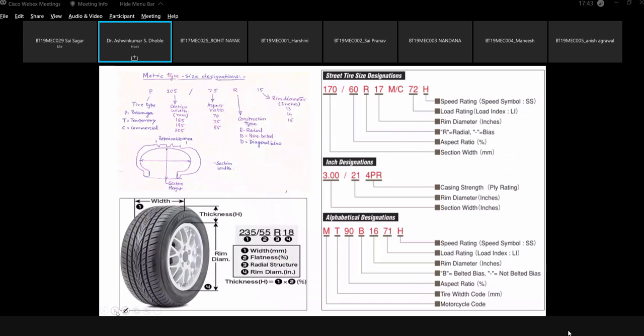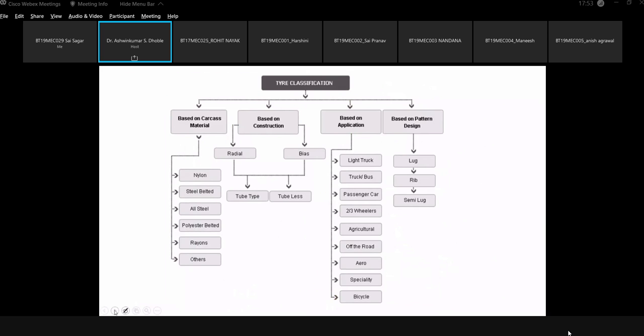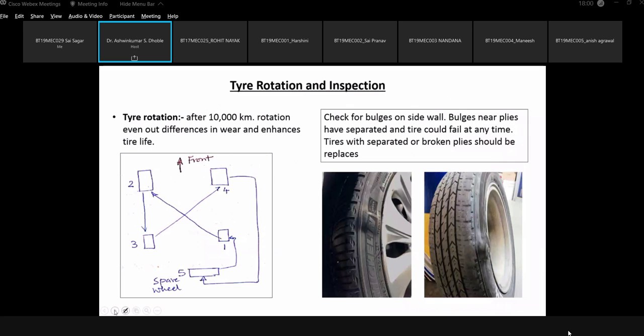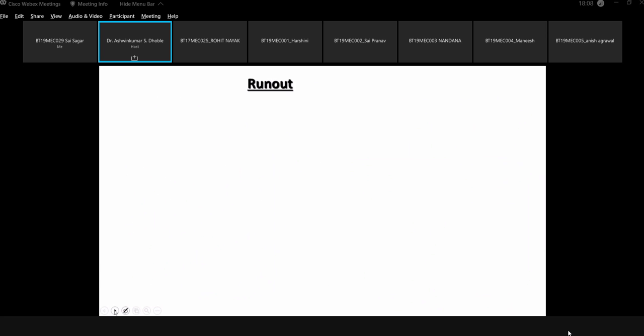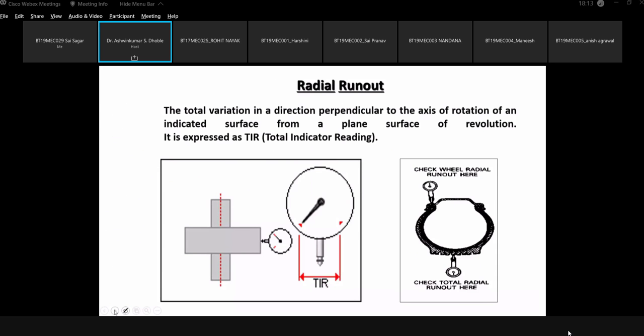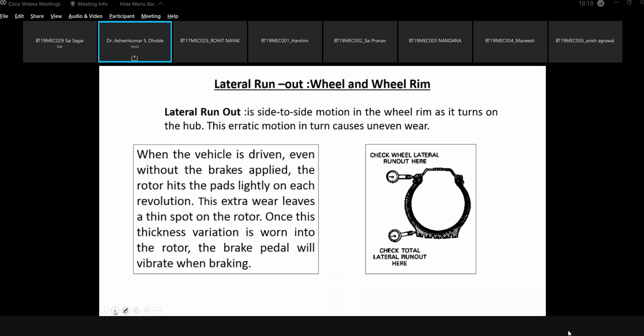Then tire designation, how the tires are designated, different types of designations that are used, but this is the one which we follow, the metric designation. Then after tire designation, we have seen the tire inspection, how to inspect the tire, and the tread wear mark, how to check whether the tire is worn out or not. Then there is a small discussion on tire rotation, then run out, what is the run out on the tire, radial run out and axial run out, that we have seen. Then how to check the radial run out and axial run out, that also we have seen.